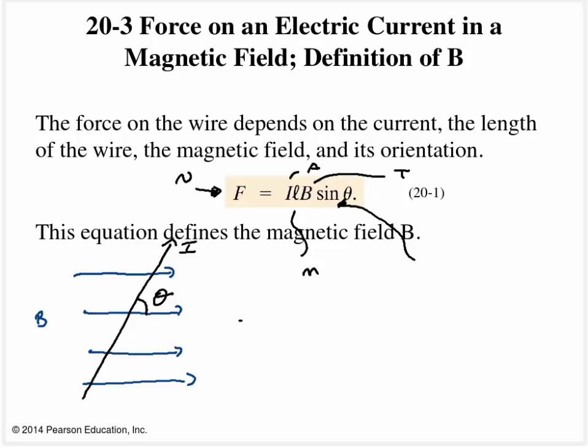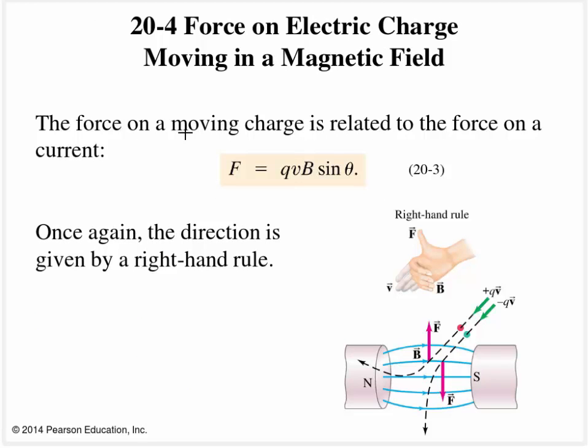You can see that if the wire was running in that direction, the angle between the magnetic field and the current carrying wire would be 0, so the force would be 0, but we would experience a maximum force if the angle was 90 degrees. Keeping in mind that currents are just moving charges, we can also write what the force is on a moving charge.